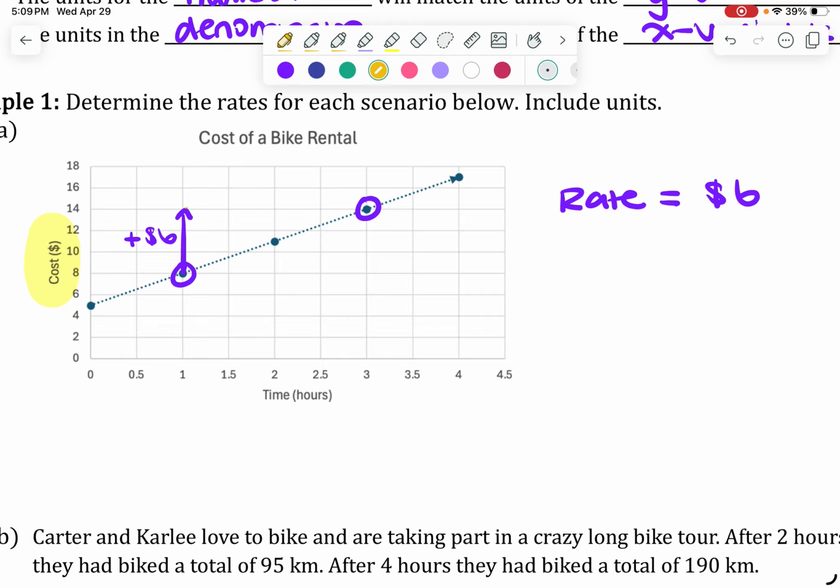Now, my run started at 1 and ended at 3. And what are the units there? The units are in hours. So I went up, not 1 hour, 2 hours.